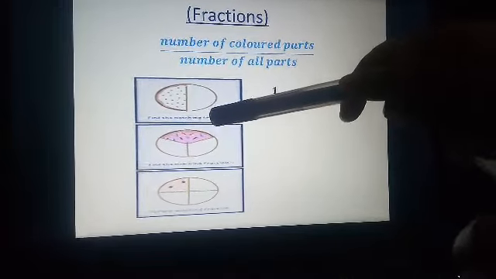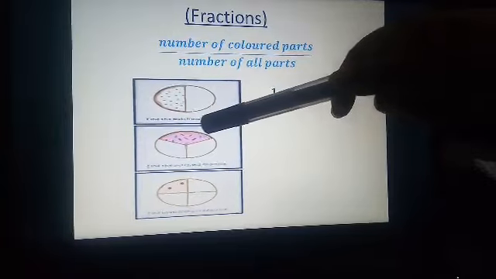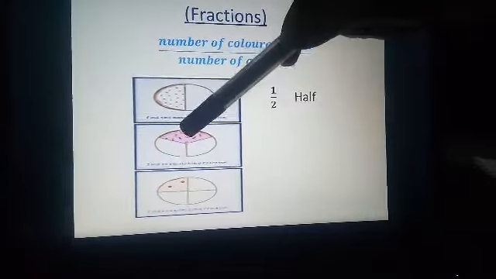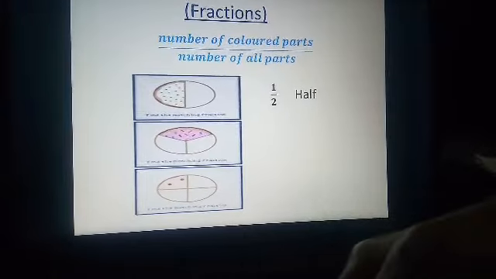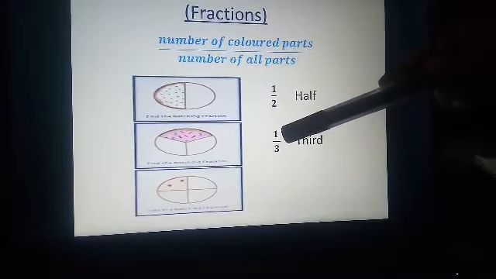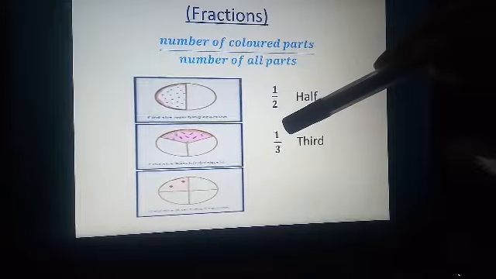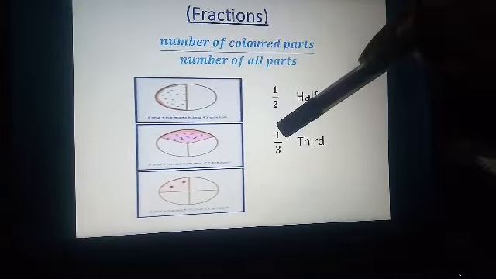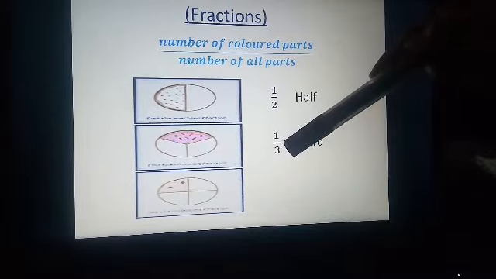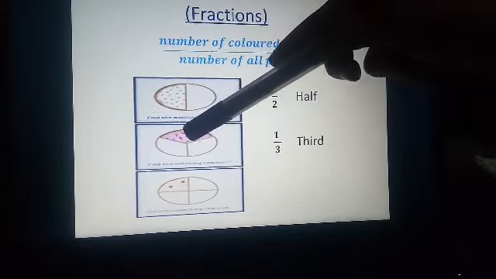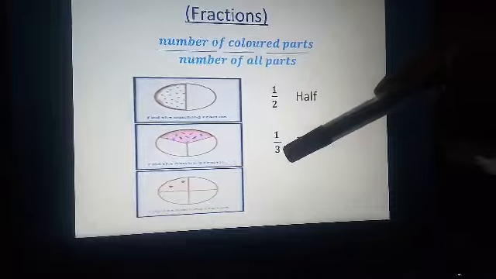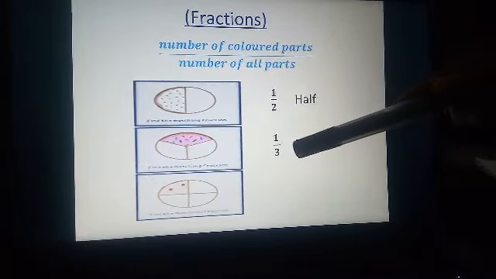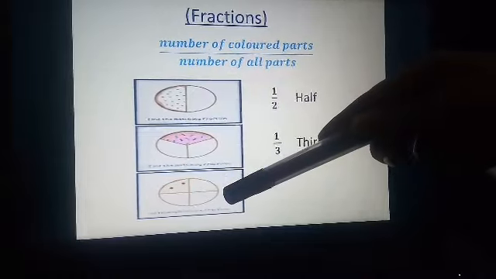Let's look here. I have a circle and I divided it into 3 equal parts. Okay, and I colored just one part. To write it as a fraction, I will make a small line and I will write up the number of colored parts. How many colored parts here? Just 1. I will write here number 1 and I will write down the number of all parts. Let's count them. 1, 2, 3. And this fraction is called third. Repeat after me. Third.